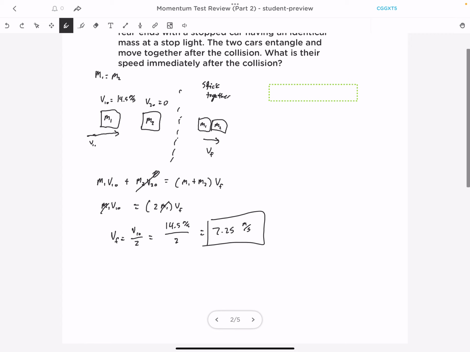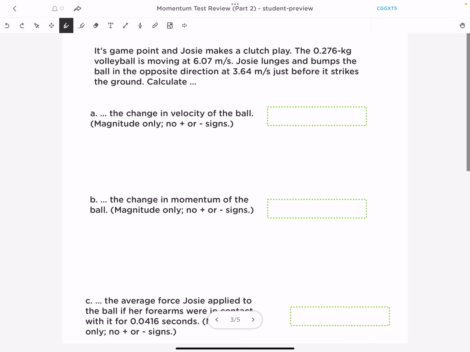So not too bad. Now, next one, let's look at the next problem. All right, so now these ones are a bit more involved because there's multiple steps. So what we need to do is first figure out the change in velocity of the ball.